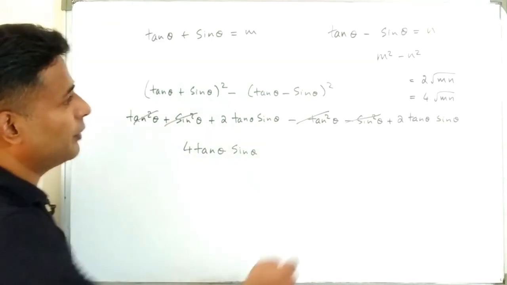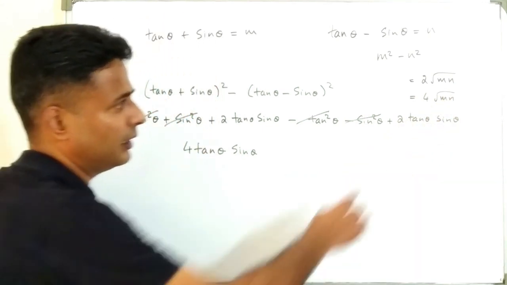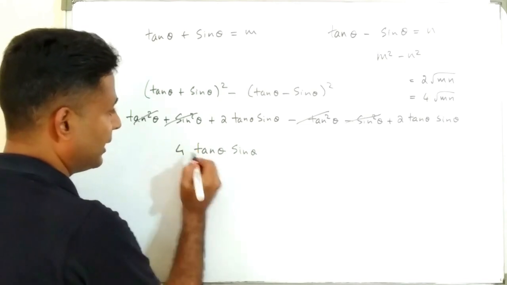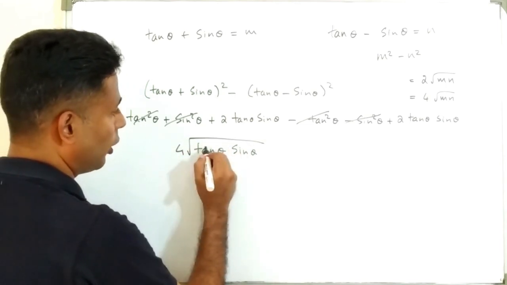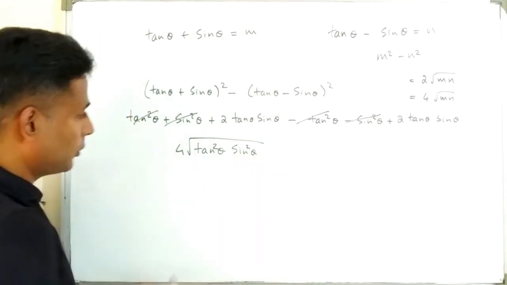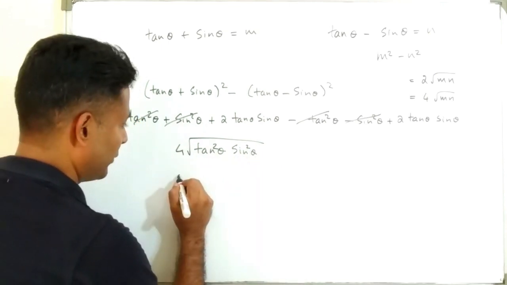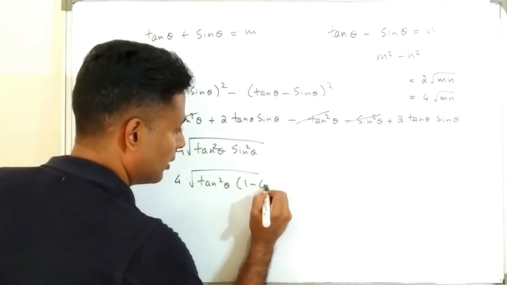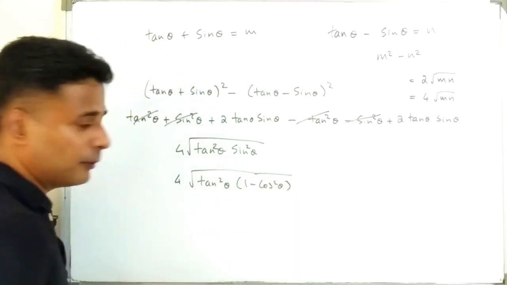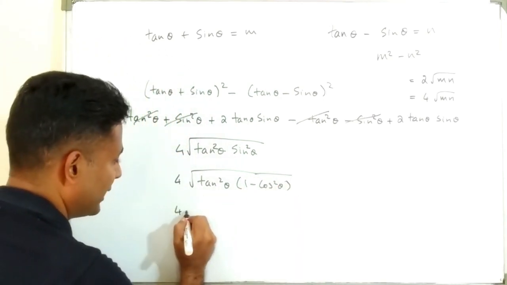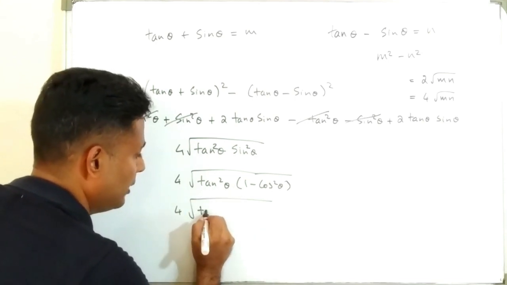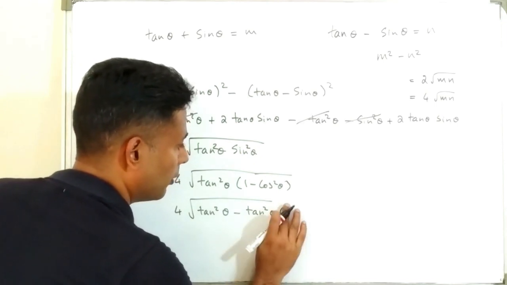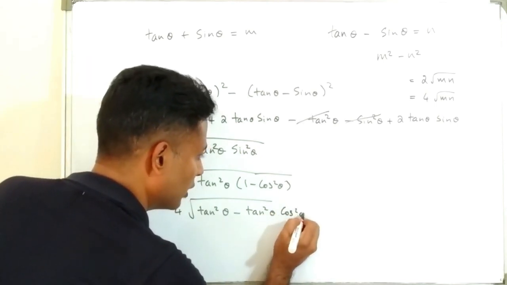Alright, now guys, we have to get root mn in either this case or this case. So how do I include root in this? Now we got 4 tan theta sin theta. So we can write it as 4 root of tan square theta sin square theta, right? So we can do this. Now I got tan square theta sin square theta. Now sin square theta can be written as 1 minus cos square theta, right? Now I got this. Now I'll open the bracket. So I get 4 into root of tan square theta into 1, tan square theta minus tan square theta into cos square theta.